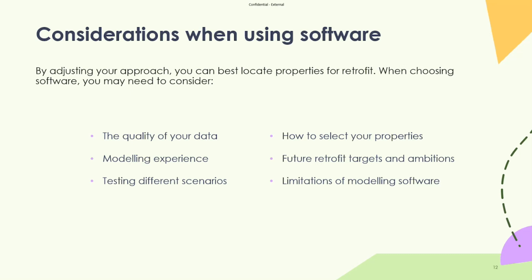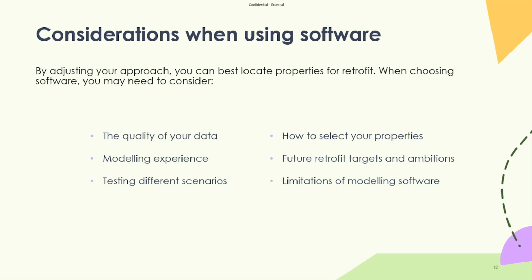So how are you understanding the different targeting approach for those similar archetypes? For example, can you identify where there are semi-detached houses, or where there are high-rise blocks of flats? Testing different scenarios, so ensuring your modeling software includes multiple variables. So do the variables include, for example, different measures that you can put forward?